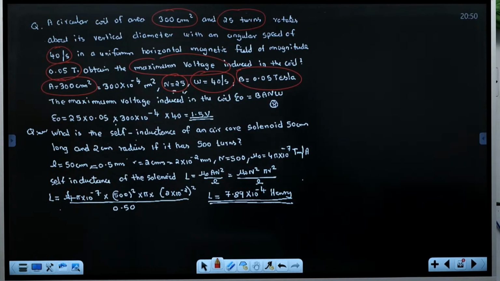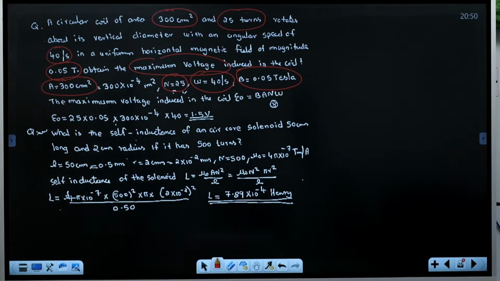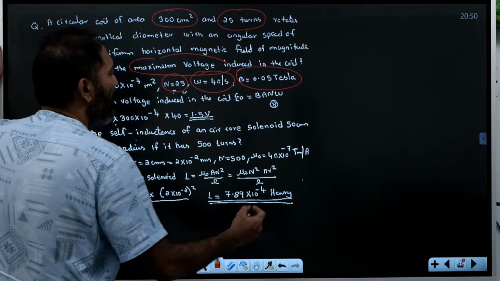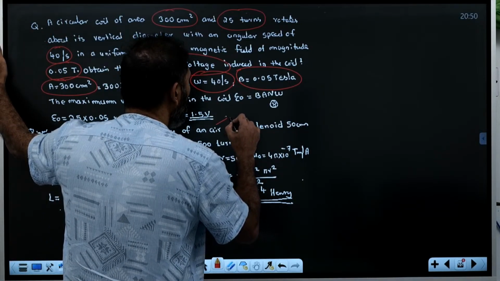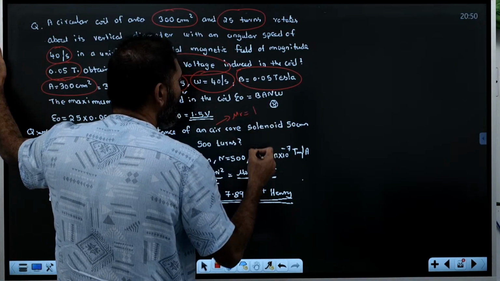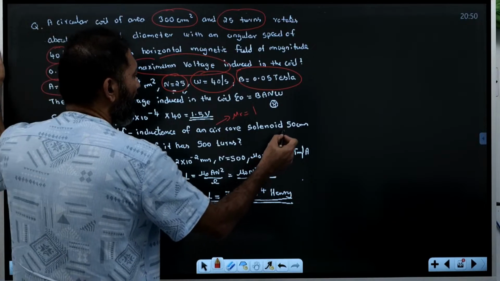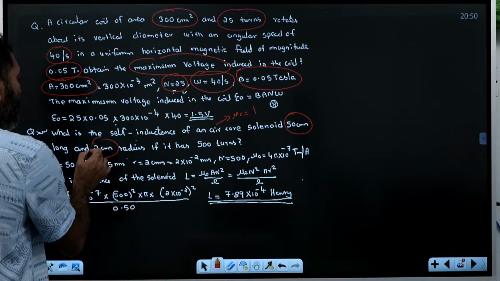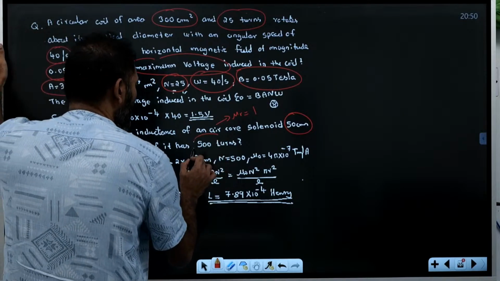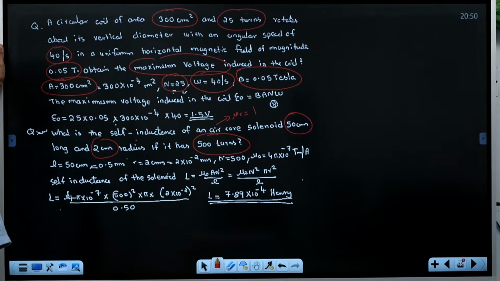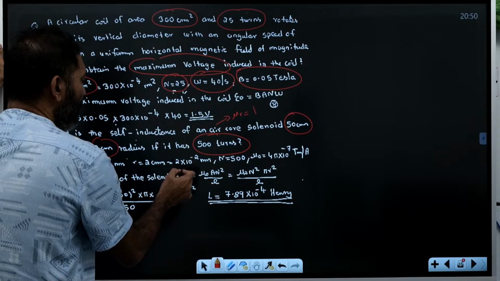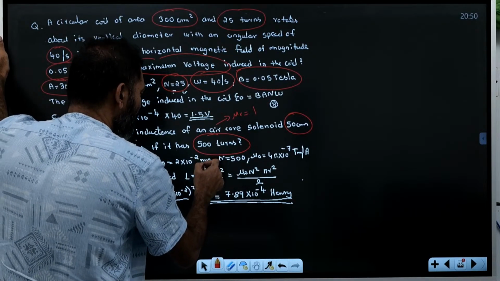See the problem. That's a direct question already solved with this. What is the self-inductance of an air core solenoid? Air core means mu r equals 1. The solenoid is 50 centimeter long and 2 centimeter in radius. What is the total number of turns? 500 turns. Length 50 centimeter, so 0.5 meter. Radius 2 centimeter, so 2 into 10 raised to minus 2 meter.